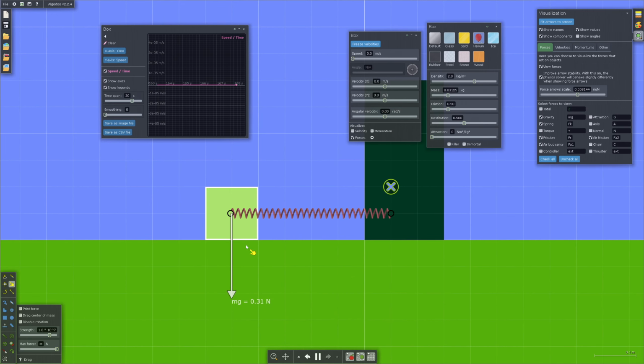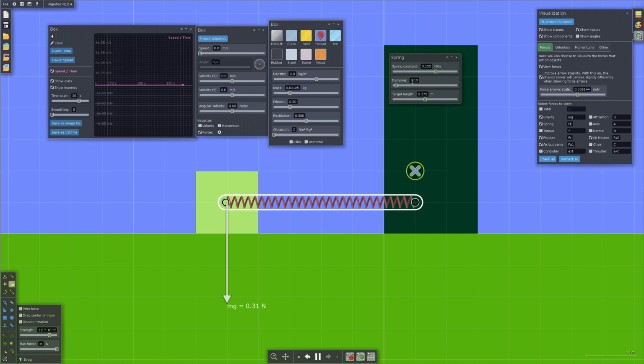So now, where is the resistor? The resistor is basically the friction of the simulation. There is friction here, as you can see. There is the friction here, and also inside the spring, which we can control, put it here, there is the damping of the spring constant, and the target length.